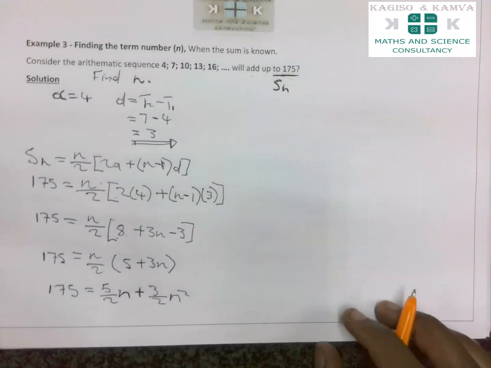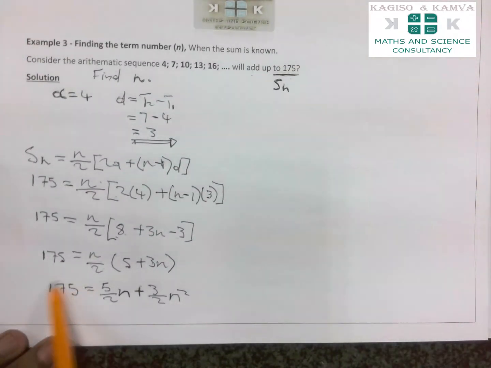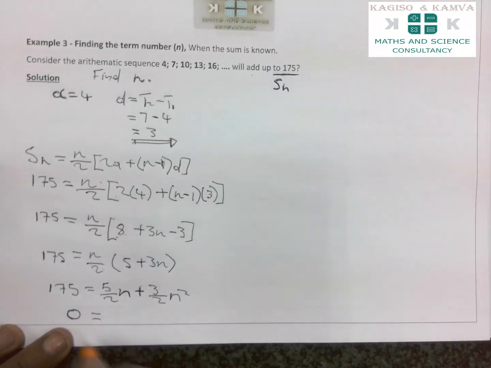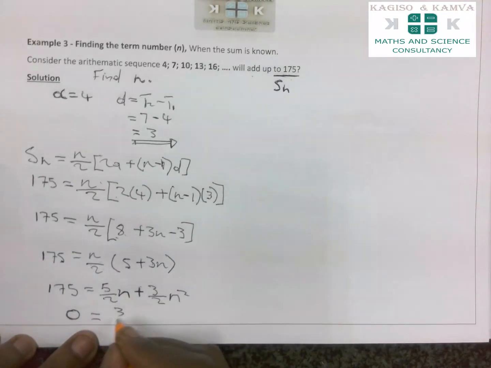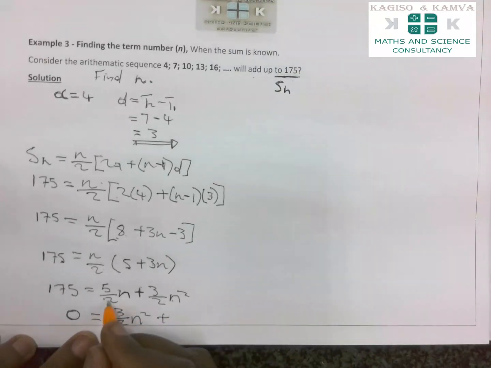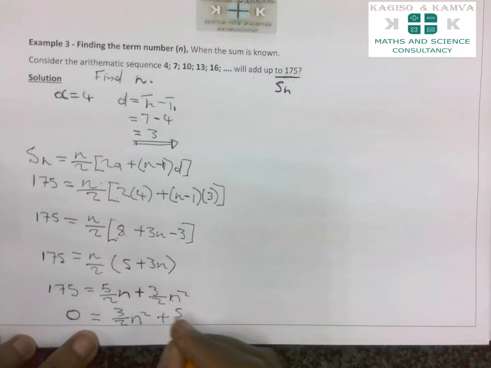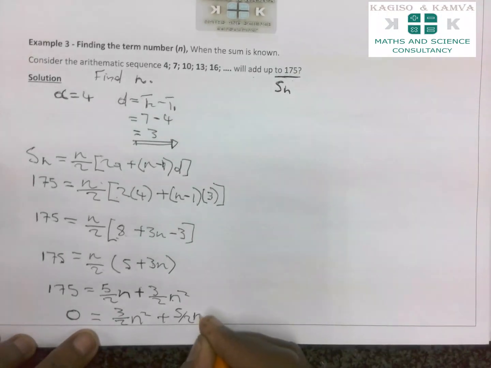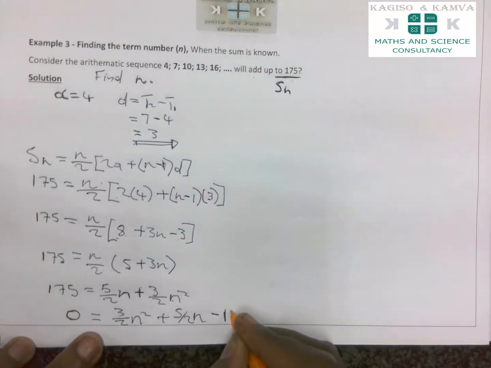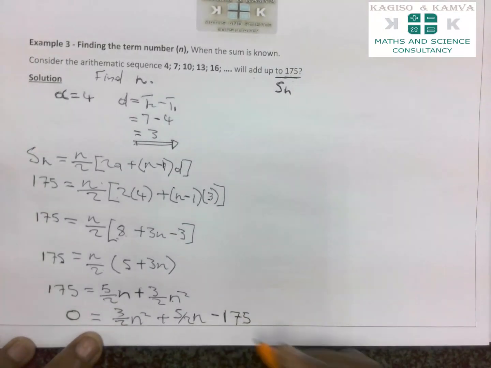Okay, so when we write this in standard form, we're going to transpose this one to the other side. So we're going to have 0, which is equal to 3 over 2 n squared, plus, because it's positive, 5 over 2 n, minus, because we're transposing this to this side, that will be minus 175.